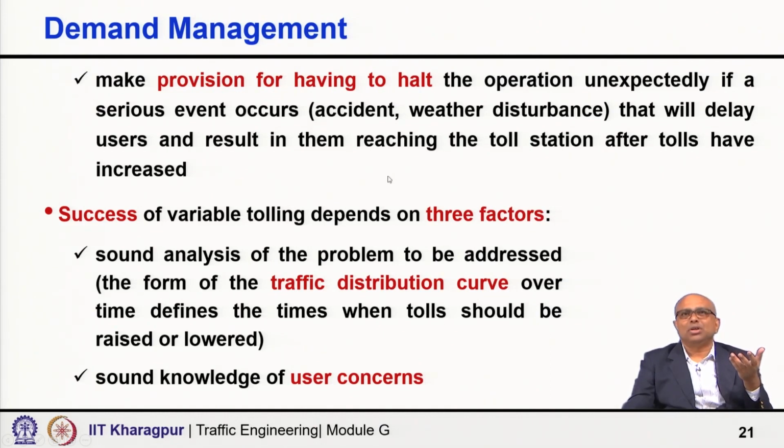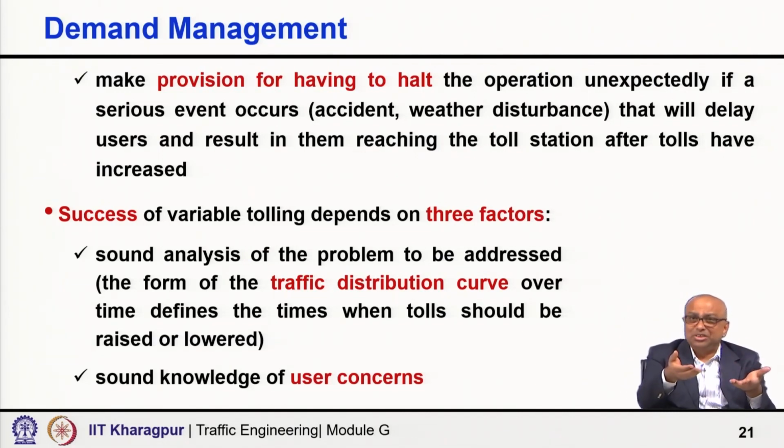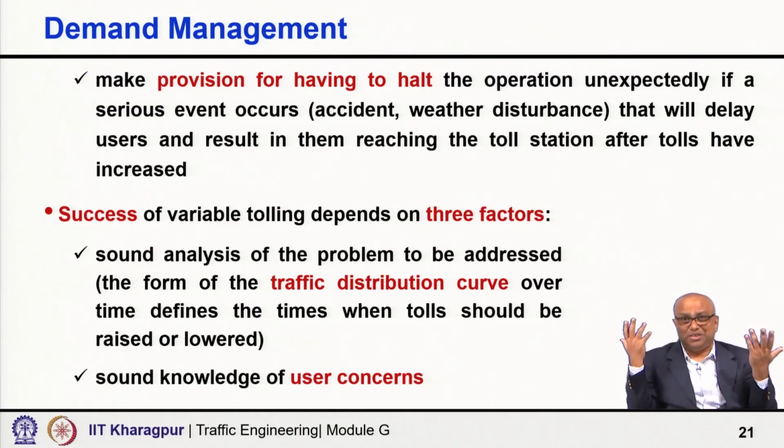So, some kind of provision should be there. Every day they travel in the off-peak hour, or during the green period, but due to some incident they could not reach on time and therefore they are reaching in the red period. They should not be charged, right.